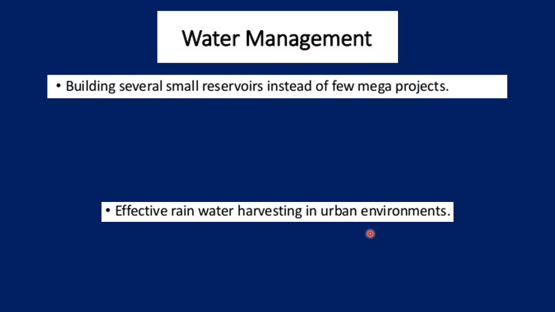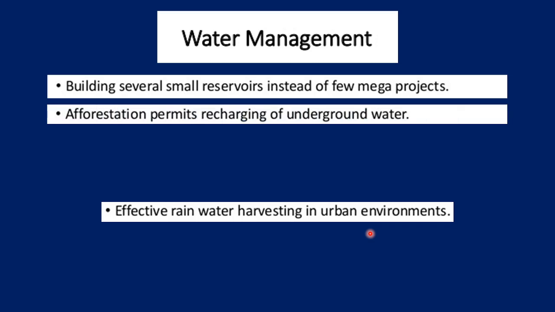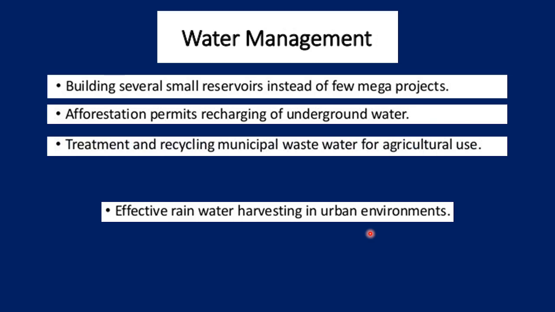Coming on to the water management, how can we manage? One is building several small reservoirs instead of a few mega projects. Instead of big dams and other things, make small reservoirs, a small pond in your local area. This can help in managing the water much more efficiently. Afforestation permits recharging of groundwater. Plant more trees. That helps to draw more water into the ground.